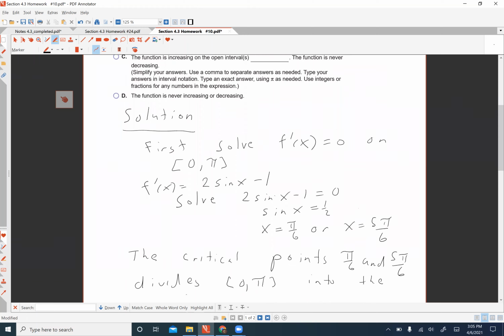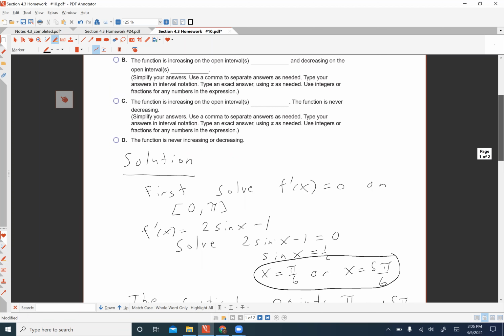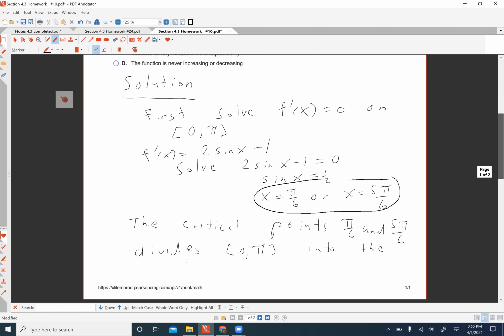1/2. And then, hopefully we love trigonometry so much that we know that if we go pi over 6 radians or 5 pi over 6 radians, the second coordinate is 1/2. So we know the solution to sine of x equals 1/2 is pi over 6 or 5 pi over 6. Okay, so the critical points are pi over 6 and 5 pi over 6. So that's where the derivative is 0. So those are the potential extreme points.